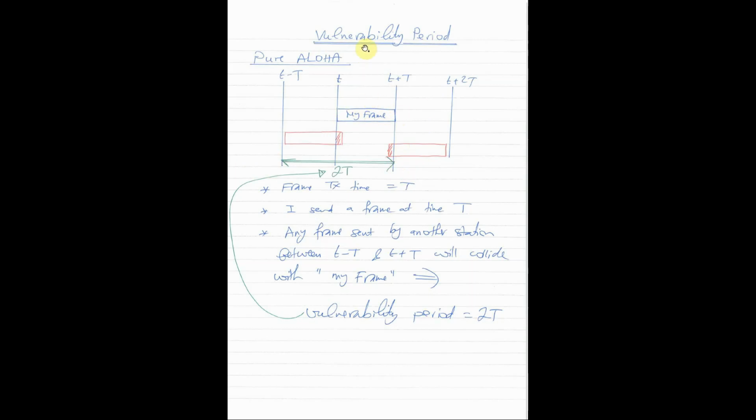In short, the vulnerability period, or in other words, the time duration during which my frame can potentially experience a collision, is between t minus capital T and t plus capital T, which has a difference or time duration of 2 times the frame transmission time, 2 times capital T. So the vulnerability period in pure Aloha is 2 times capital T.